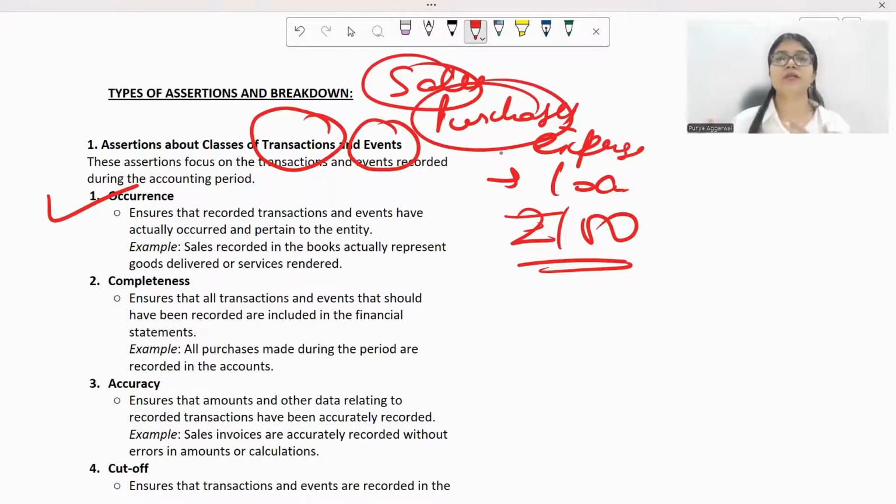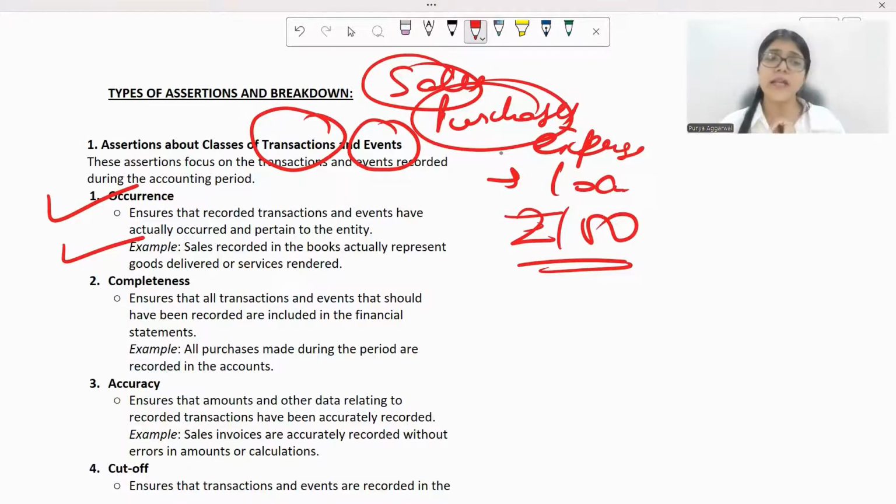So for example, the company says that we have done an advertisement expenditure. Now you need to see whether that expenditure actually happened or not. So when you're testing that, in that scenario, your assertion will be occurrence. Okay. So if I read the example over here, sales recorded in the books actually represents goods delivered and services rendered. So basically, as I told you, if sales happen, then of course you will be having the evidences for the same. That is when you're checking the occurrence of the particular transaction.